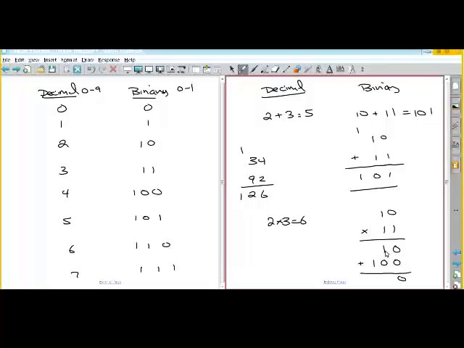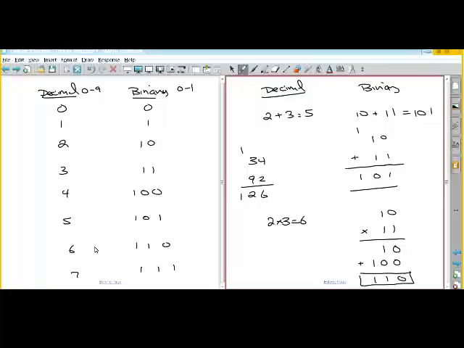Then you add these together. 0 plus 0 is 0. 1 plus 0 is 1. Nothing plus 1 is 1. So the answer is 1, 1, 0, which is 6. So I got the same answer, see? So the multiplication is not that hard. And it's the same, it's a slightly different logic.